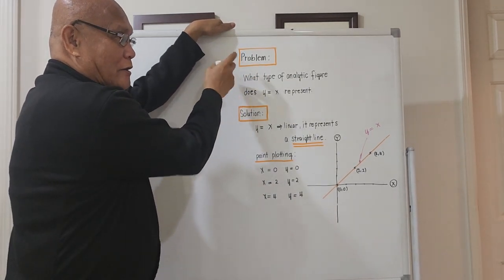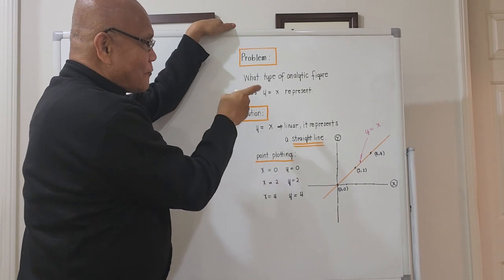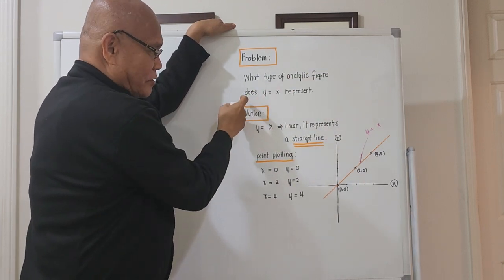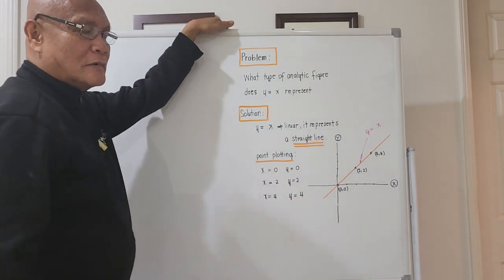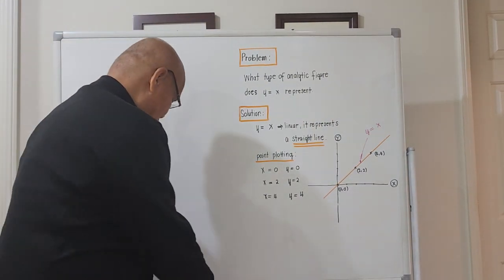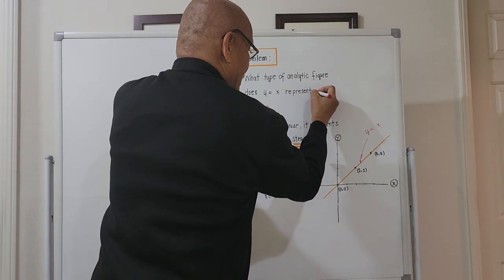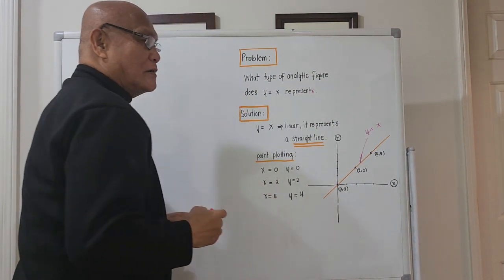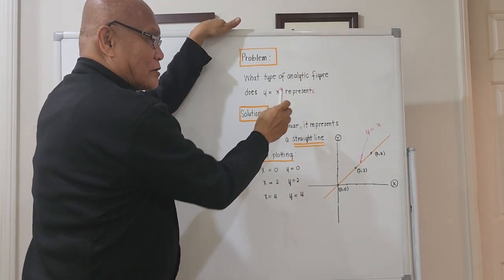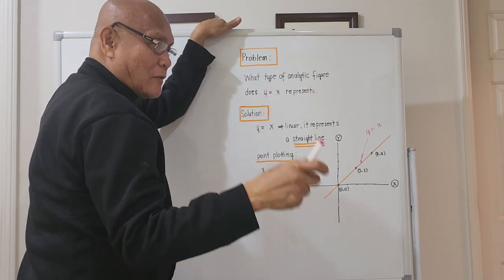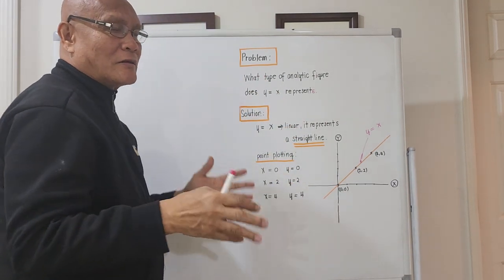We are given a problem. I will try to read the problem. What type of analytic figure does the equation y equal to x represent? Okay. We are given the equation y is equal to x, and the problem is asking what type of analytic figure. This should be an analytic figure.